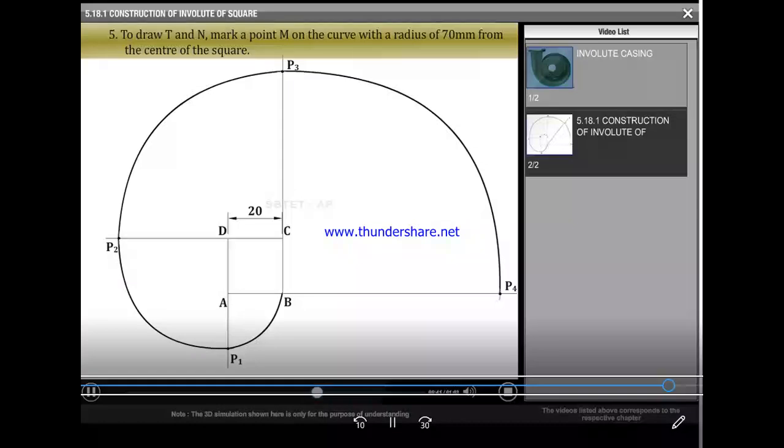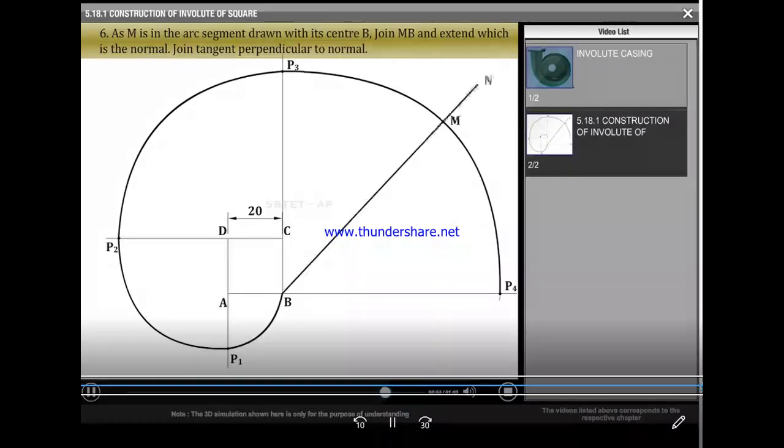To draw tangent and normal, mark a point M on the curve with a radius of 70 mm from the center of the square. As M is in the arc segment drawn with center B, join M with B to get the normal. Now draw the tangent perpendicular to the normal.